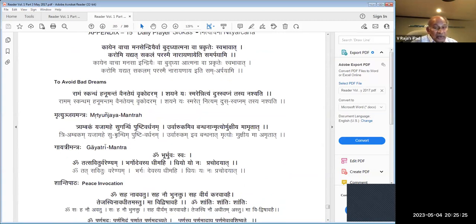Tryambakam Yajamahe. It's not Triambakam, Tryambakam. There is a Takara, Akara, Ikara. Tri and Ambaka, it becomes Triambaka. The I becomes Ya, because that is the Yanadesh Sandhi. Amba is a mother, Ambaka, possessing that.